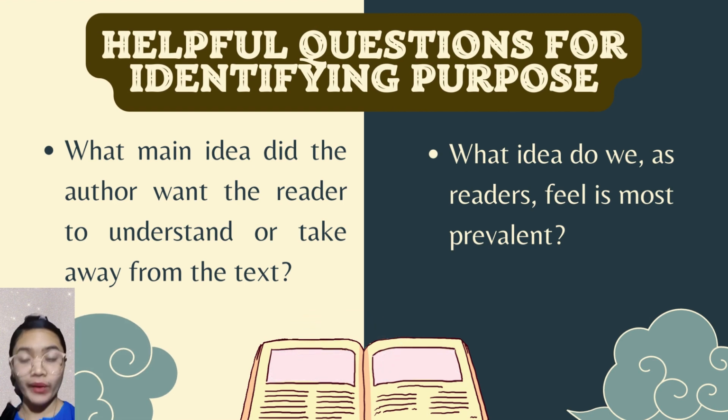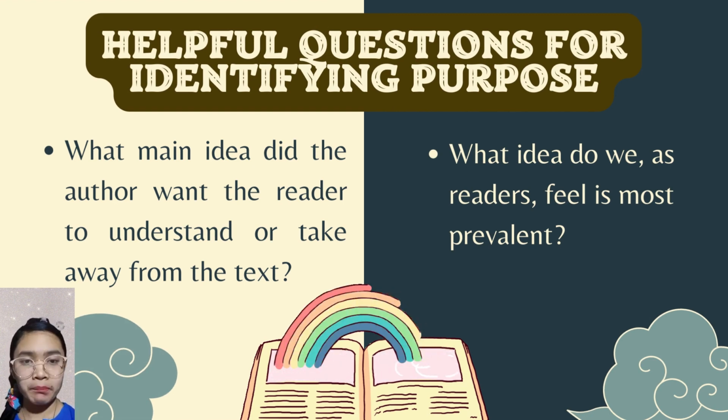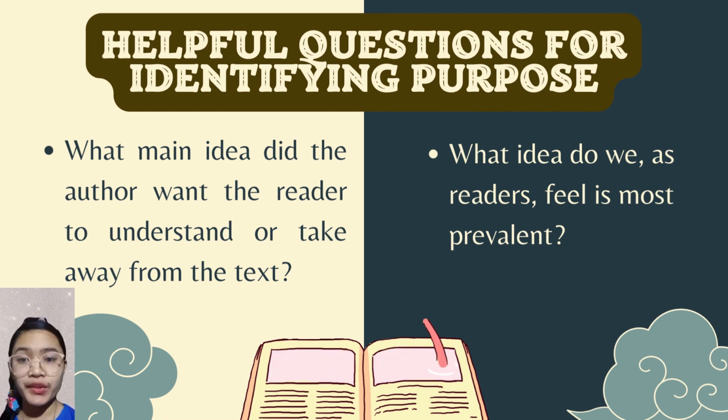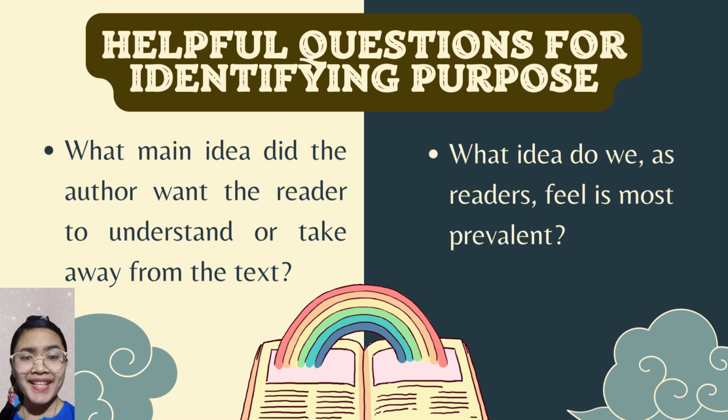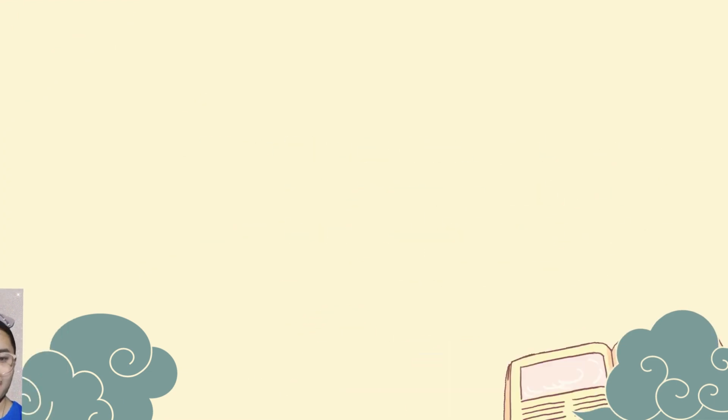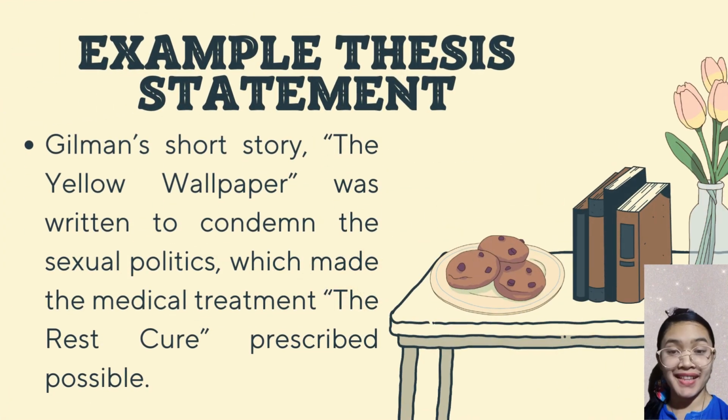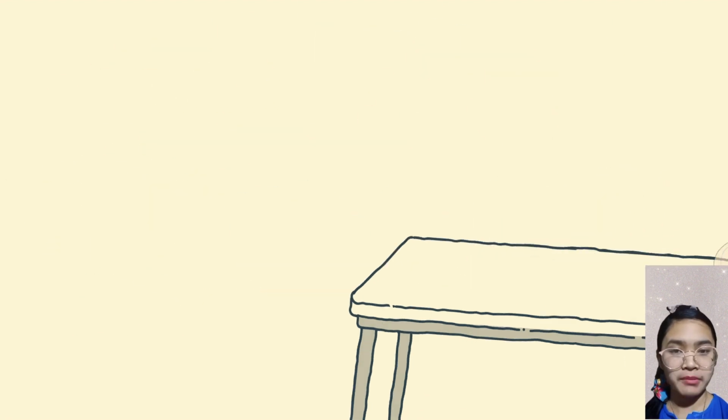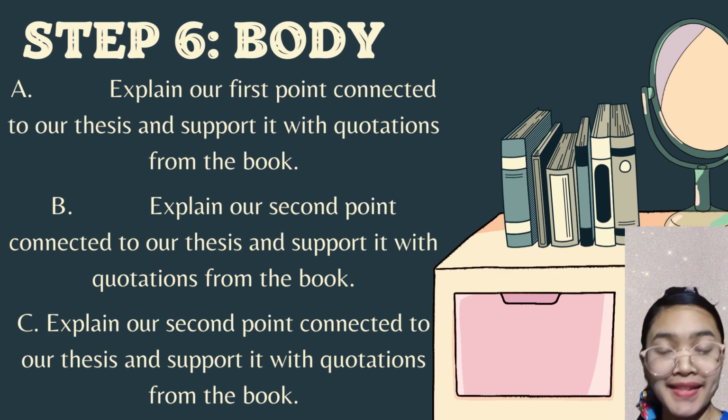These are the helpful questions for identifying purpose. So first is, what main idea did the author want the reader to understand or take away from the text? And the other one is, what idea do we as readers feel is most frivolous? Here is an example of thesis statement. So Gilman's short story, The Yellow Wallpaper, was written to condemn the sexual politics which made the medical treatment, the rest cure, prescribed possible. The sixth step is writing the body.